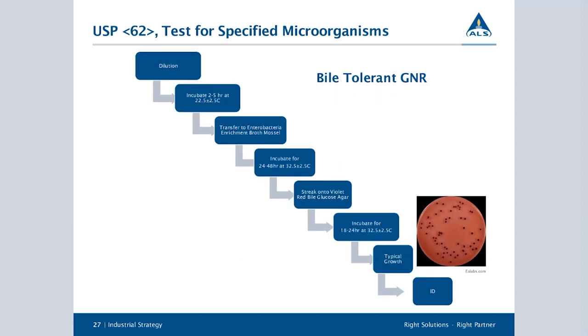Once the suitability passed, then you would repeat the test using the same test parameters, except without the organism. Same dilution. In this case, you have a range of incubation period instead of the minimum 18 hours. Now, if at the end you see typical growth, you would want to submit that for ID and see what that organism is.